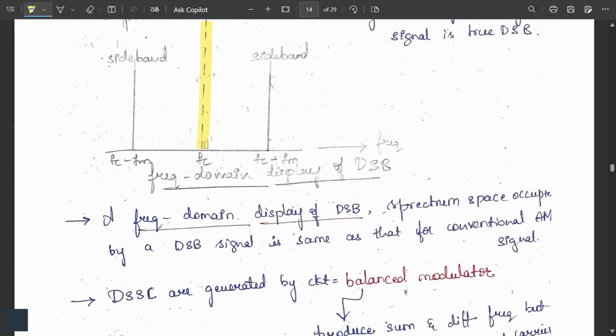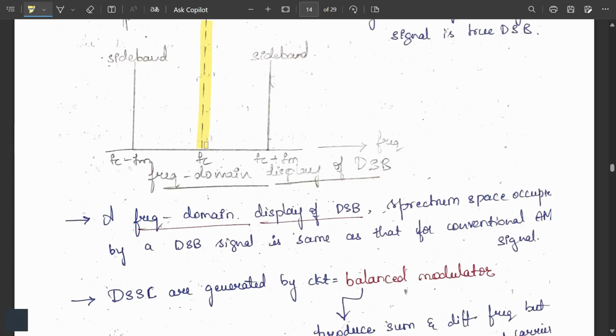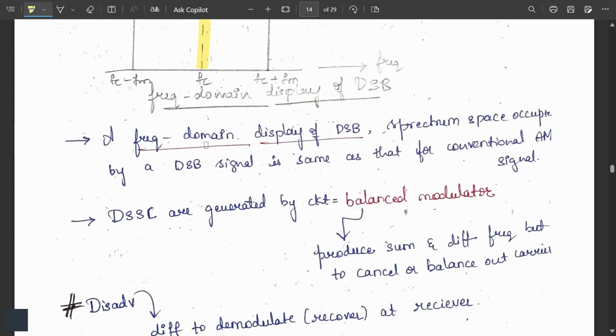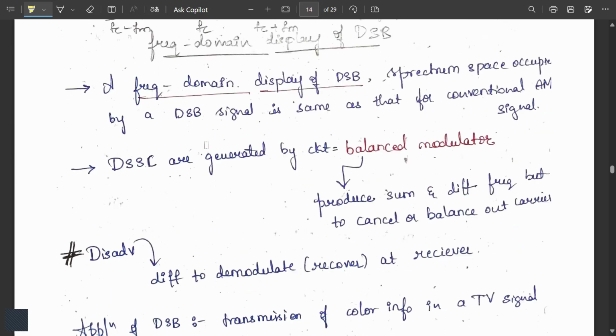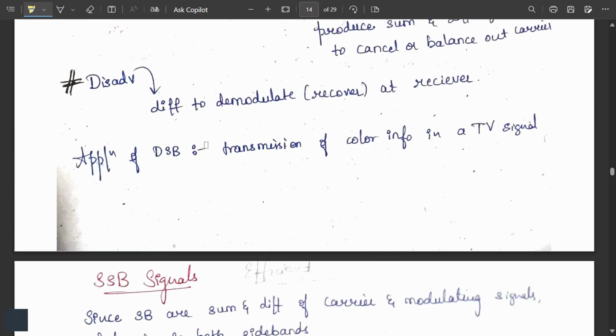The spectrum space occupied by a DSB is the same as that of the conventional amplitude signal. DSBSC is generated by a circuit called a balanced modulator, which we will be learning later in the amplitude demodulation topic. That produces the sum and difference frequencies, but cancels or balances out the carrier. The disadvantage of this is that it is very difficult to demodulate and recover at the receiver. Next, an application of DSB is the transmission of the color information in the TV signal, which is done through this DSB.